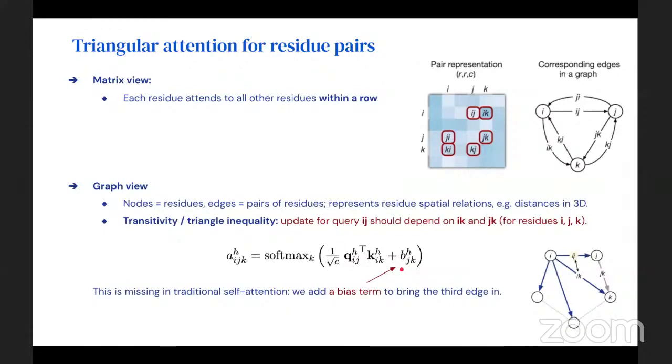Okay, so we basically add this third edge to the triangle. The way we implement this is just a bias term, which is projected from the same matrix. So basically, we just take the features here and use them to project some number to add here. Okay, make sense? Yeah.